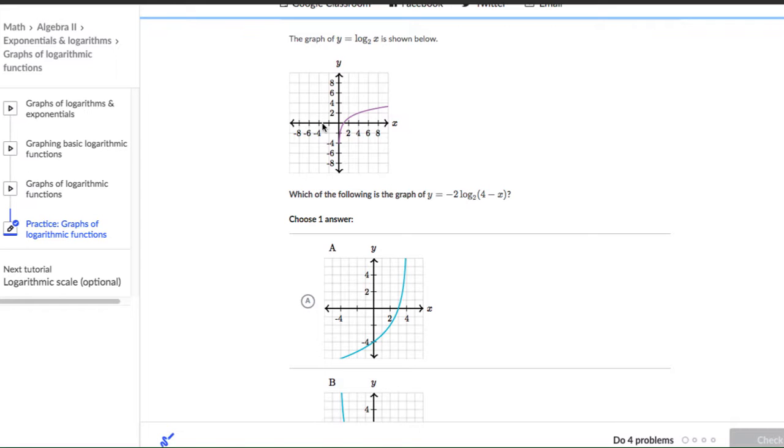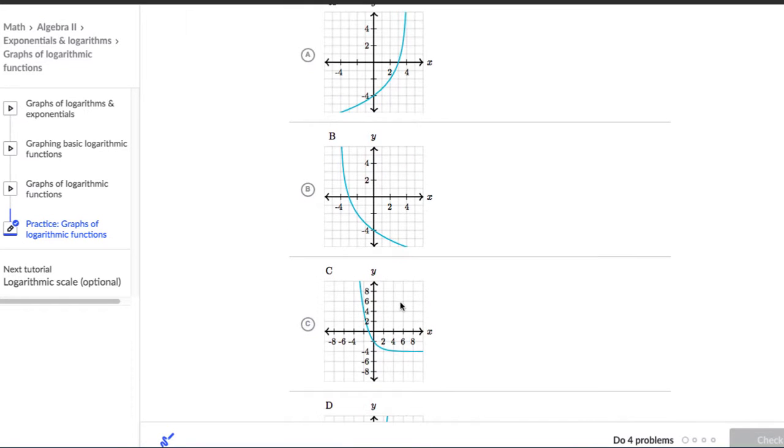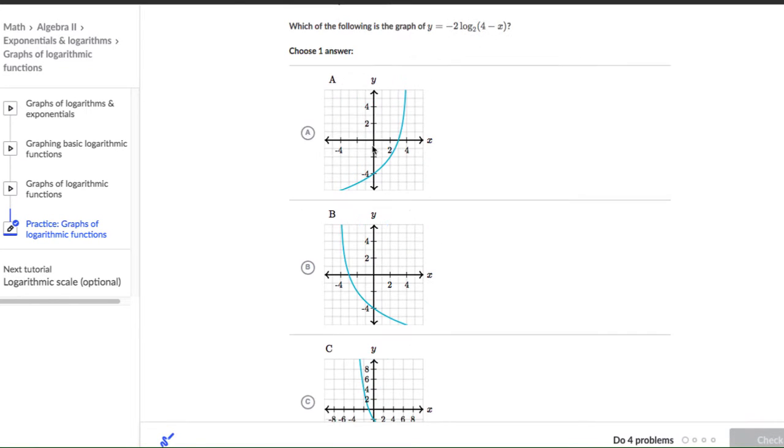And then the last thing, everyone, -2. I had a height of 0. 0 times -2 is 0, which means I should have a point that goes through 3, 0. Let's see. This has 3, 0. This does not. This does not. There's the answer.